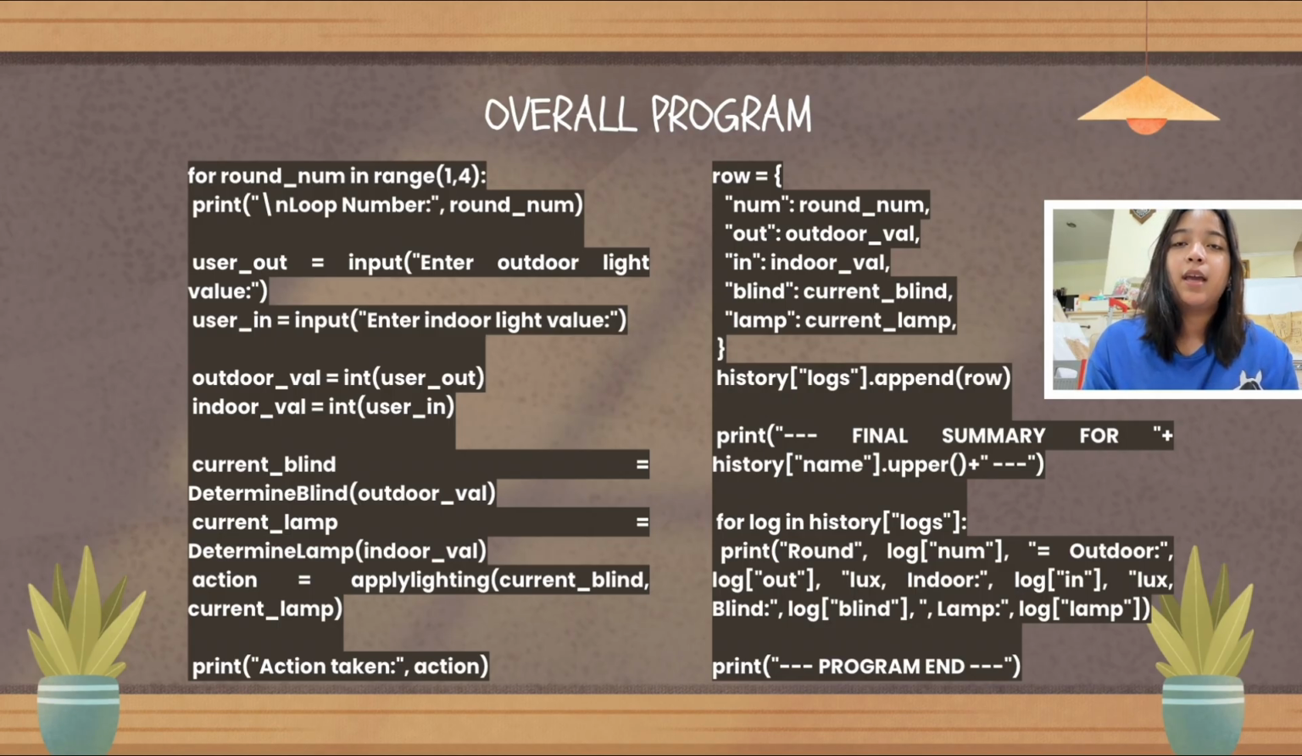And the third function is apply_light(). This function combines the blind positions and lamp brightness into one readable output so the user can clearly understand the final lighting response generated by the system.